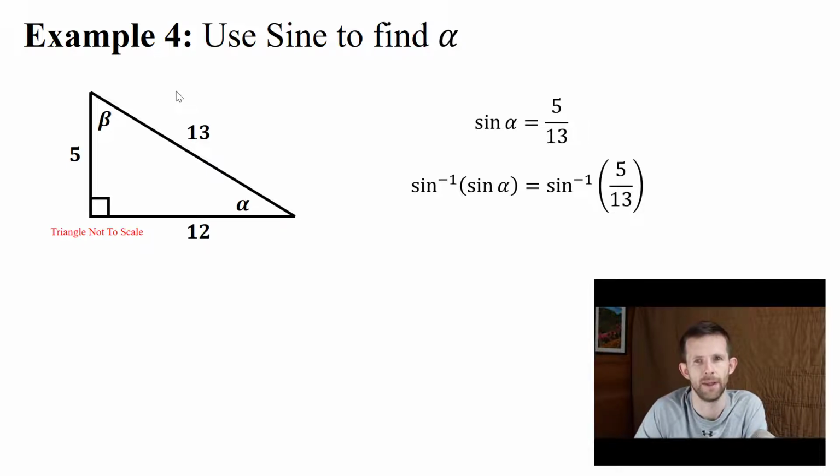I'm actually not going to go to Desmos. We went over how to do that at the beginning of this video, but I would want you to go to Desmos and figure it out yourselves. When you do that, you get alpha is 22.62. If you didn't get that, maybe you're in radian mode.